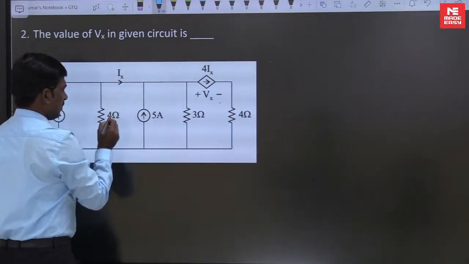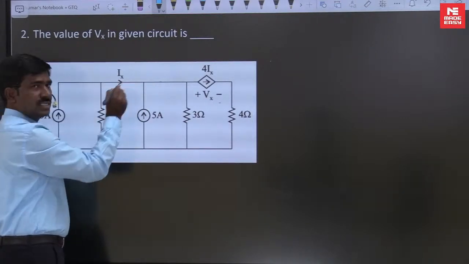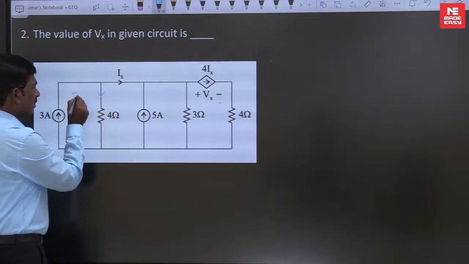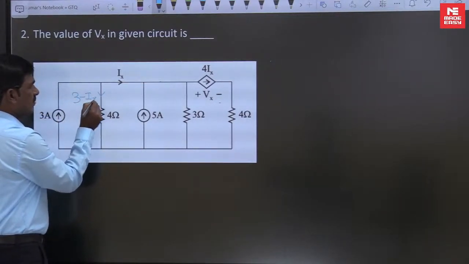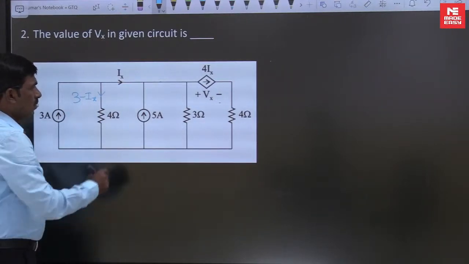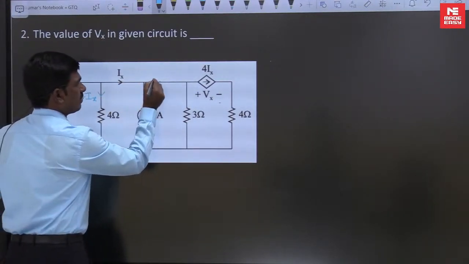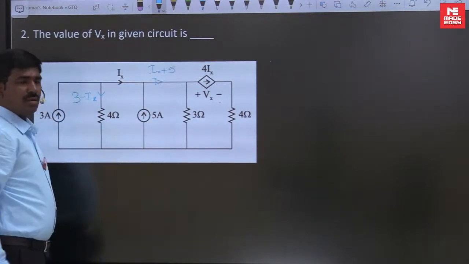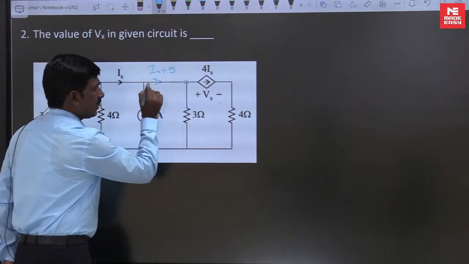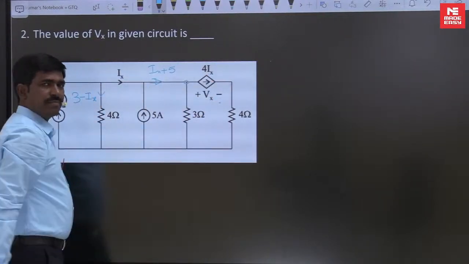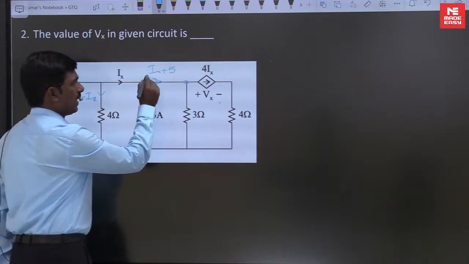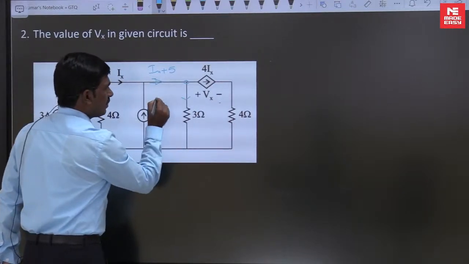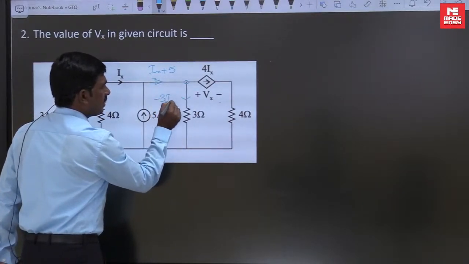Here 5 ampere is there, so 3 ampere is coming in and Ix is outgoing. What current will flow here? 3 minus Ix, or not? 3 minus Ix. Is this current visible or not? Now Ix plus 5. What will the current be here? Ix plus 5. At this node, Ix plus 5, and 4Ix is leaving. So Ix minus 4Ix, that is minus 3Ix, or not? Minus 3Ix plus 5.